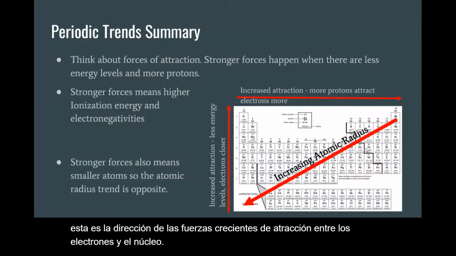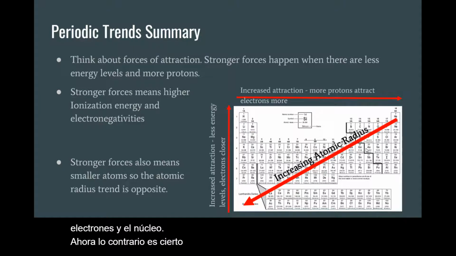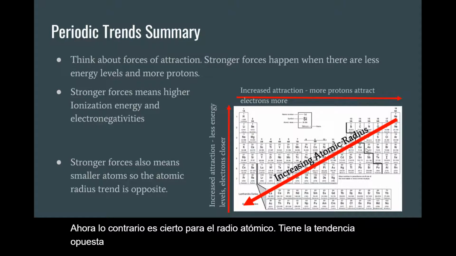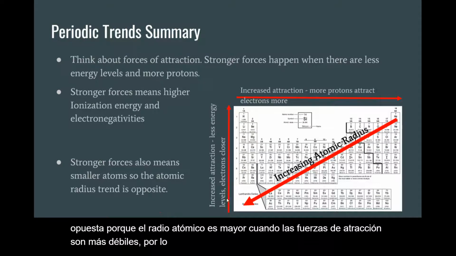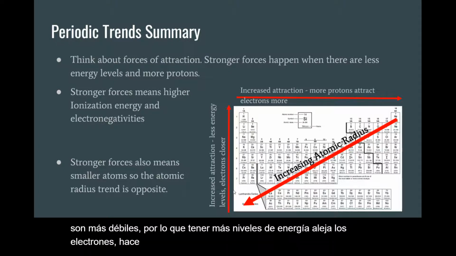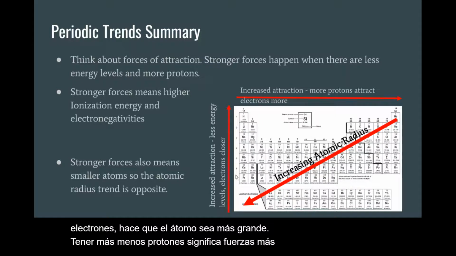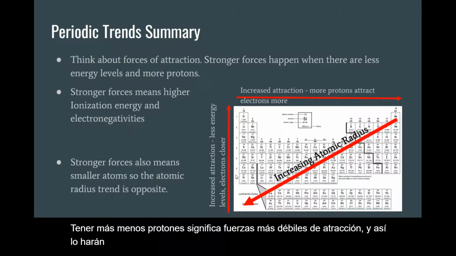Now, the opposite is true for the atomic radius. It has the opposite trend because atomic radius is larger when the forces of attraction are weaker. So having more energy levels puts the electrons further away, makes the atom bigger. Having less protons means weaker forces of attraction, and so the atoms will be bigger.